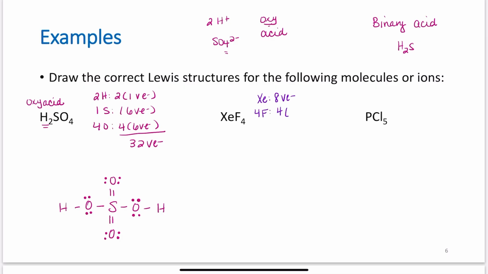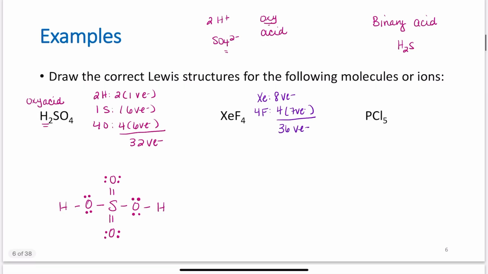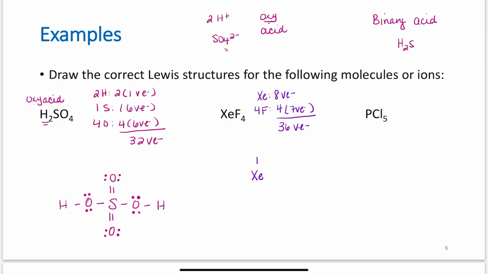Four fluorines, 4 times 7 valence electrons. 4 times 7 is 28, plus 8 is 36. So Xe, F, F, F, and F. Give all of your outer atoms their octet.